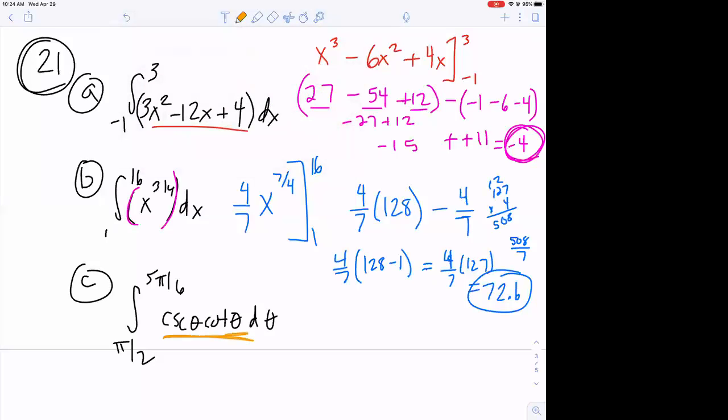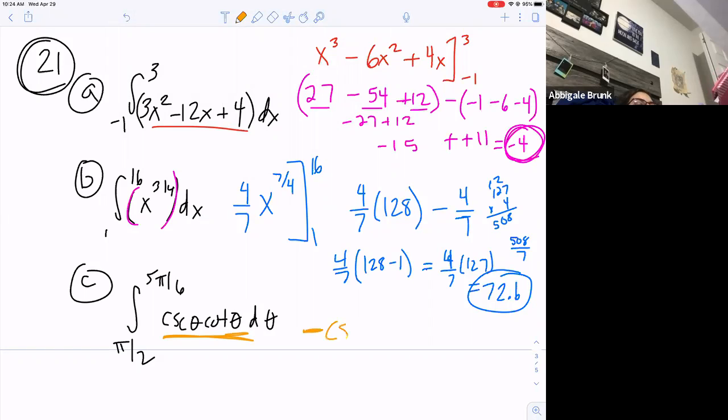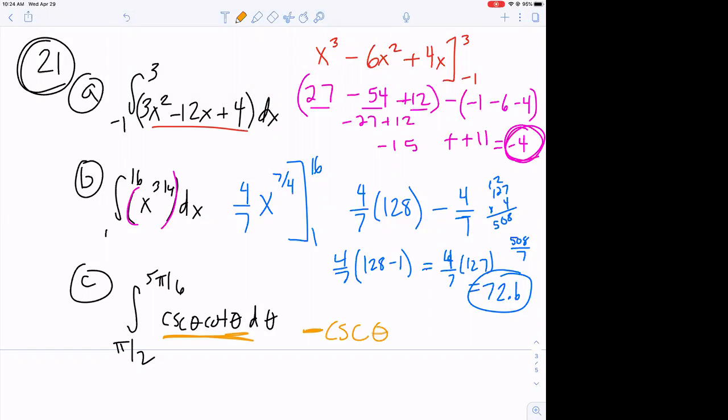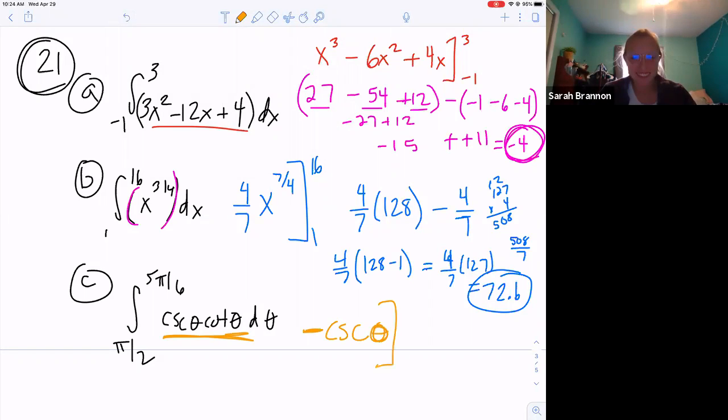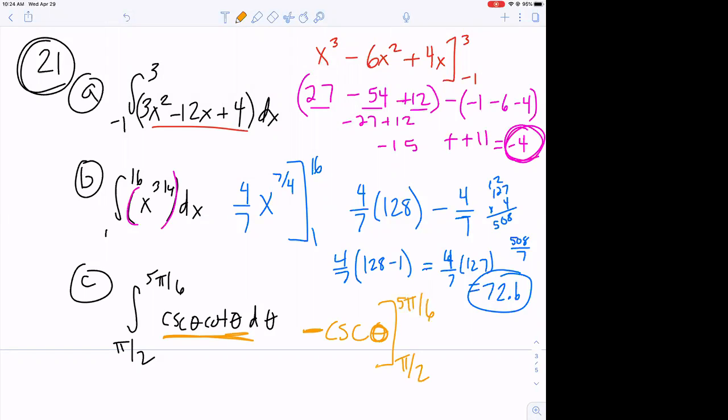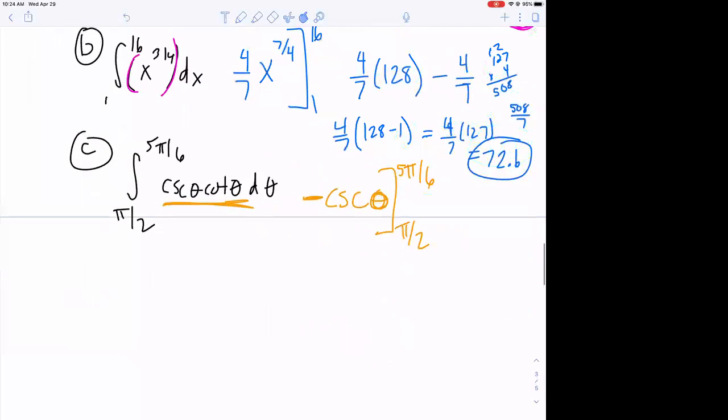Here's just a good memory. What's backwards from cosecant cotan? Negative cosecant. Nice. That was close. Negative cosecant, because cosecant's derivative is negative cosecant cotan, so that's positive. And then this is gross because we got to plug in 5π/6 and π/2.